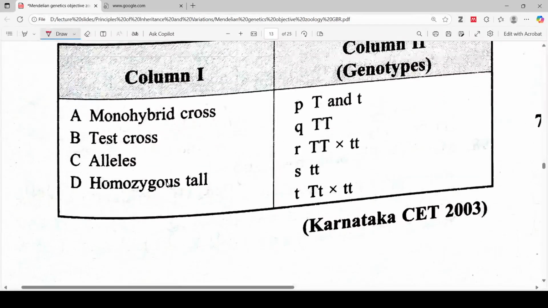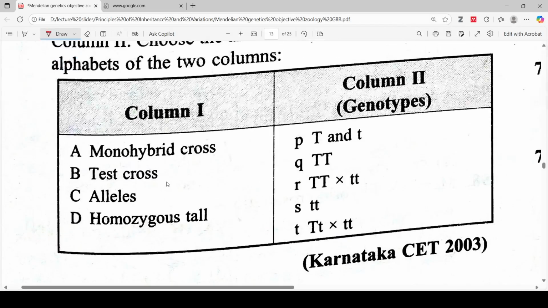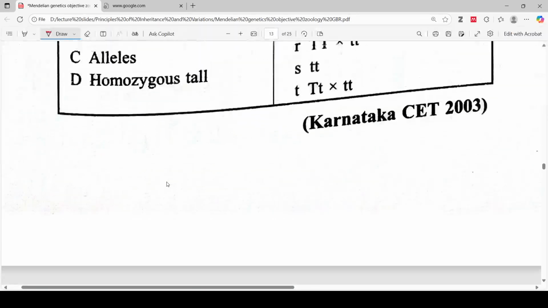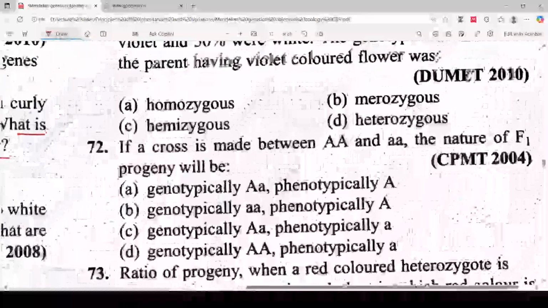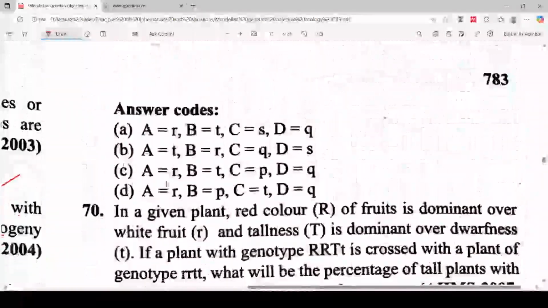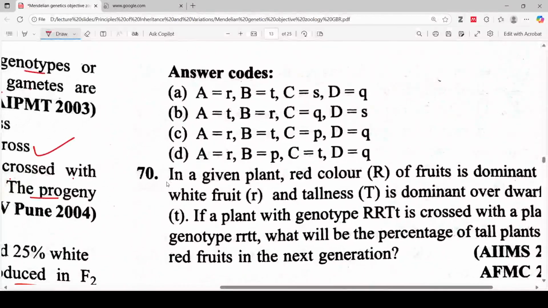So the next question. So C will be the correct answer.